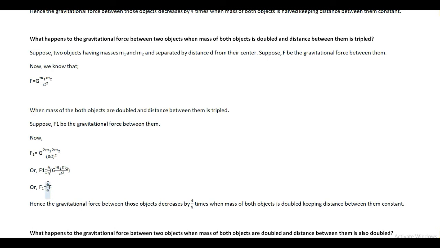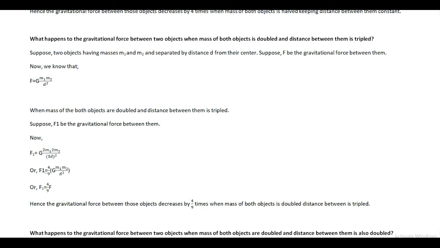Now if here is 4 by 9, you have to understand whether it is being increased or decreased. And here numerator is less than denominator. That is the reason you have to understand that here again gravitational force is being decreased. If denominator is less, then gravitational force will decrease. And if numerator is less, gravitational force again decreases. So here the gravitational force between those objects decreases by 4 by 9 times when the mass of both objects is doubled and distance between them is tripled.